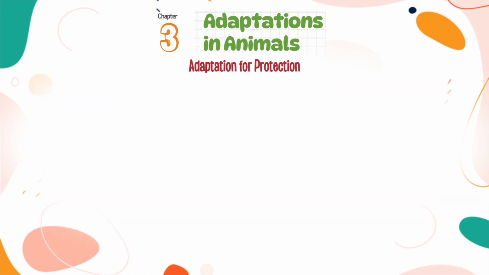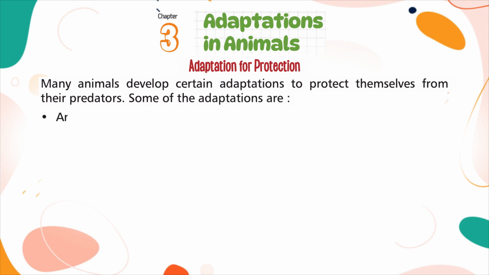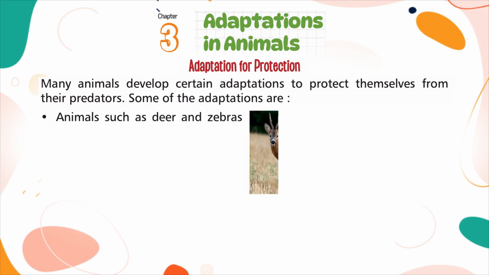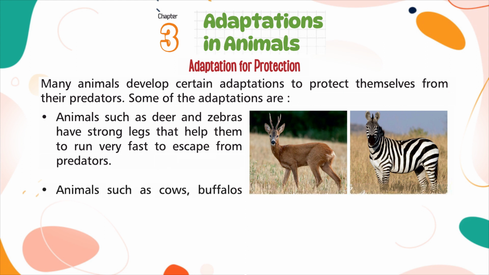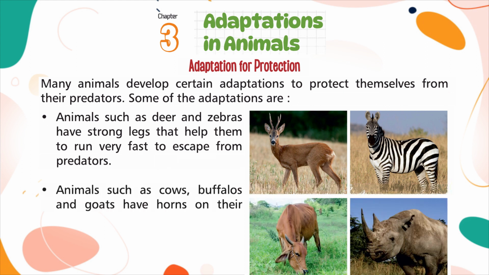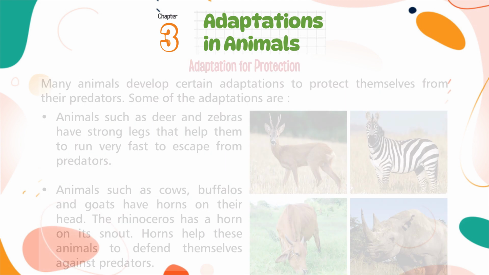Adaptation for protection. Many animals develop certain adaptations to protect themselves from their predators. Some of the adaptations are: animals such as deer and zebras have strong legs that help them to run very fast to escape from predators. Animals such as cows, buffaloes, and goats have horns on their head. The rhinoceros has a horn on its snout. Horns help these animals to defend themselves against predators.